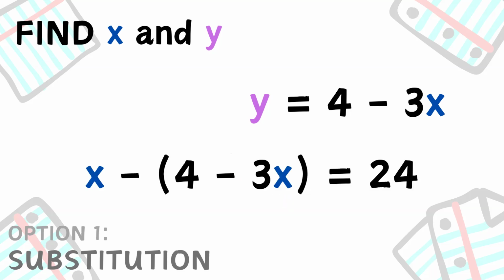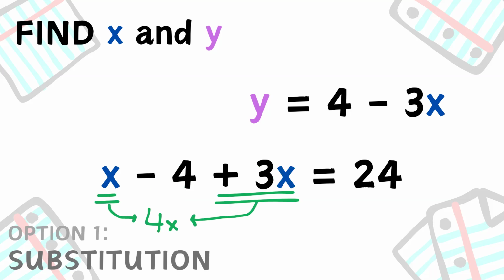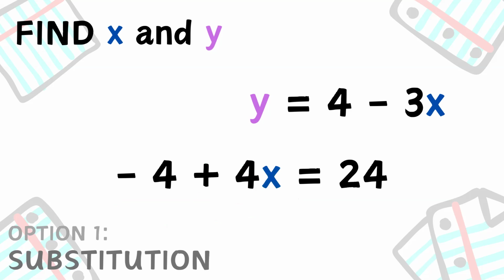Here, it is important to see that we are subtracting parentheses. This is the same as multiplying everything inside by negative 1. So, if we distribute, we get negative 4 and positive 3x. Now we can add the x's together, and we see that we have 4x minus 4 equals 24.